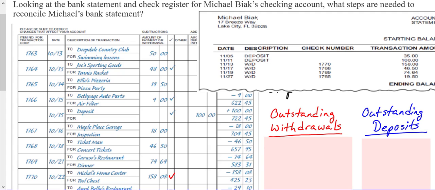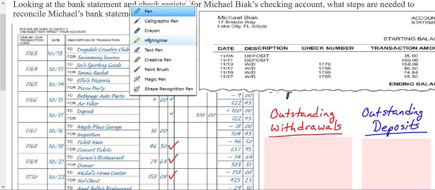So we're going to put a check mark here to indicate that that has been verified, that it has cleared the bank. Now we're going to look for check 1768. That was written on 10/18 for $46.50. It matches the transaction amount. That gets a check mark. The next check is 1769 for $74.64. That also matches, and we get a check mark. And the last one, 1765 for $19.50, that matches.